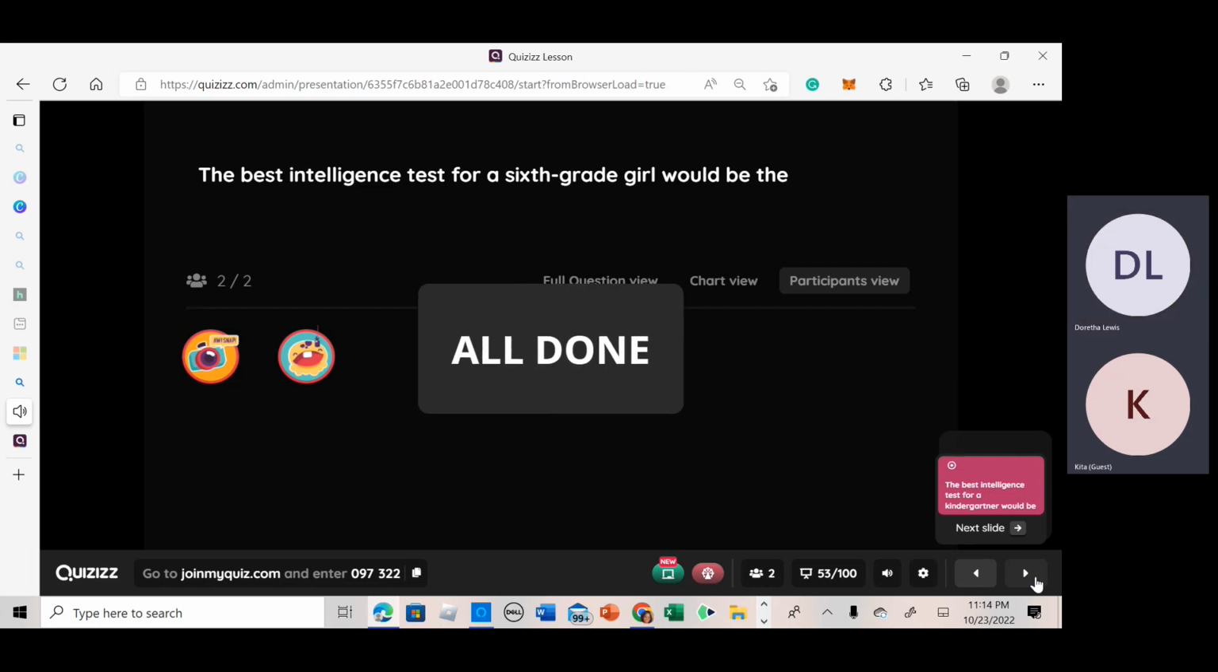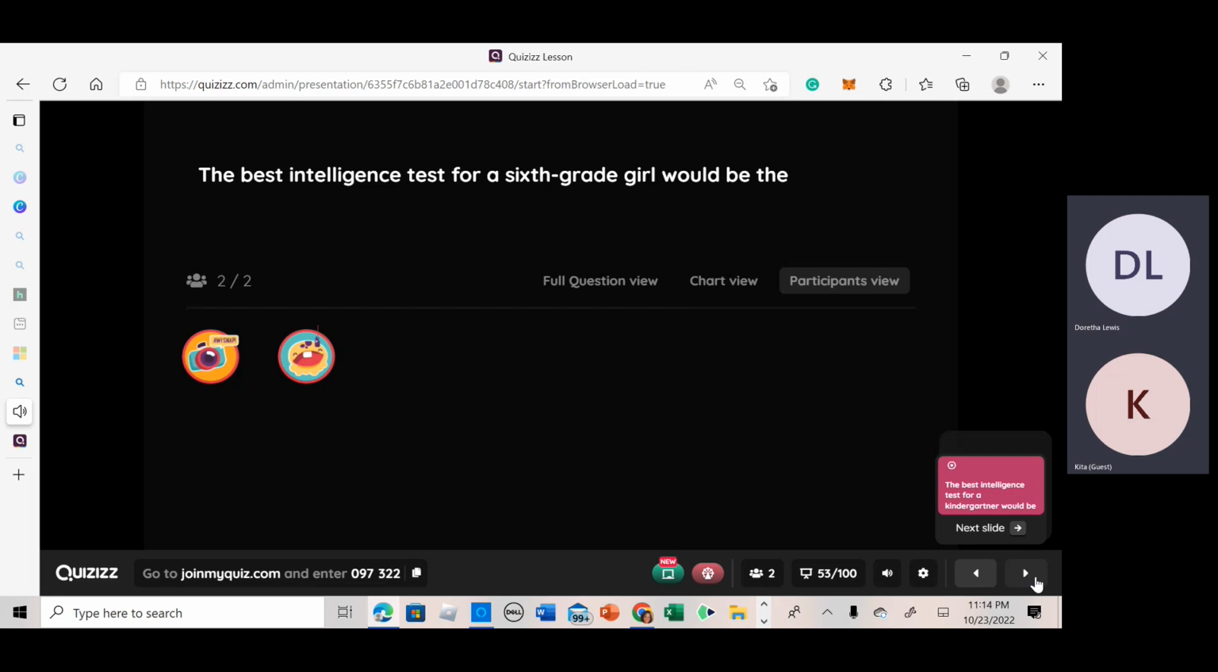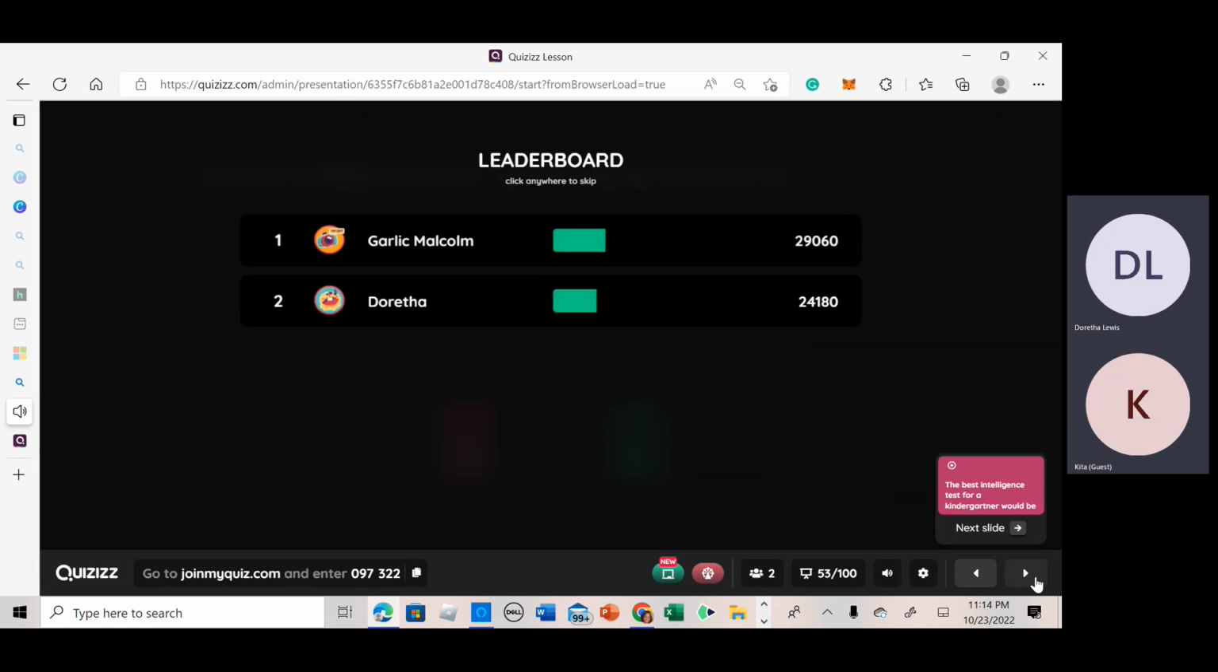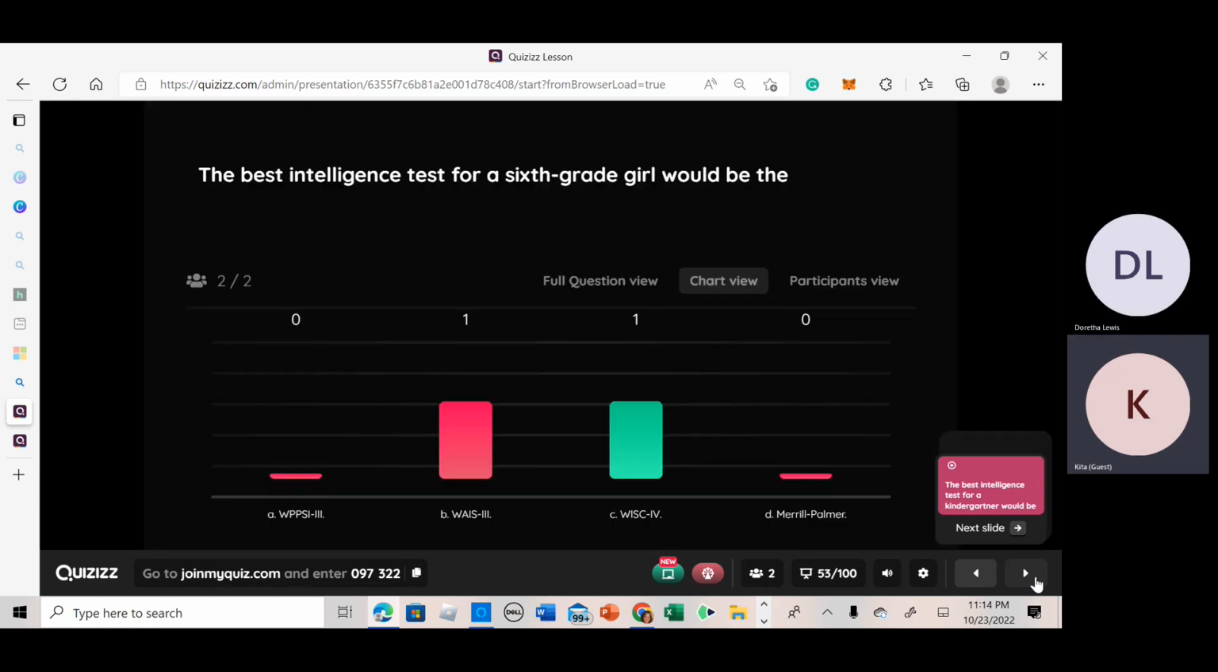The best intelligence test for a sixth grade girl would be the WISC-5 or 4. The WISC-4 is recommended for children from the ages of 6 to 16 years and 11 months.